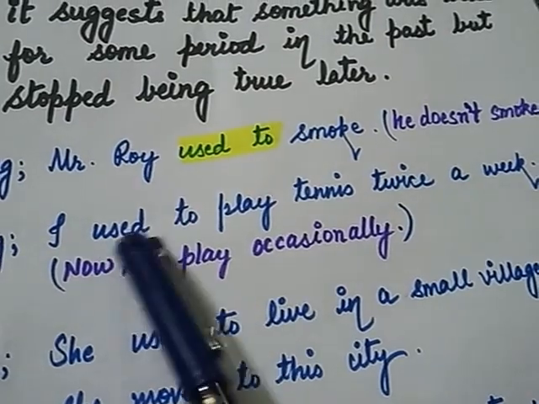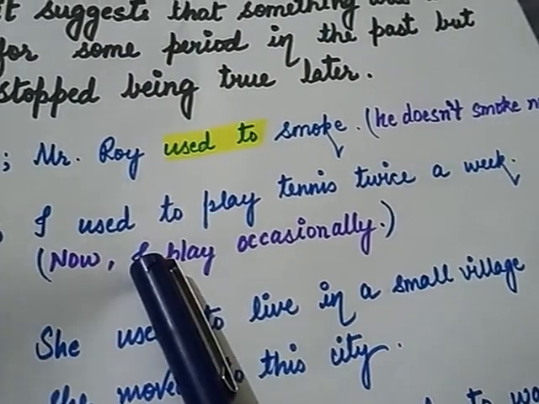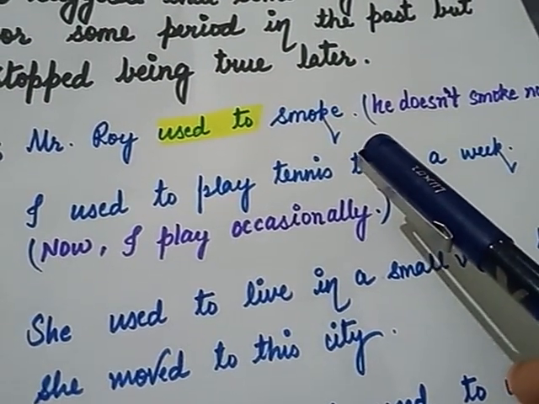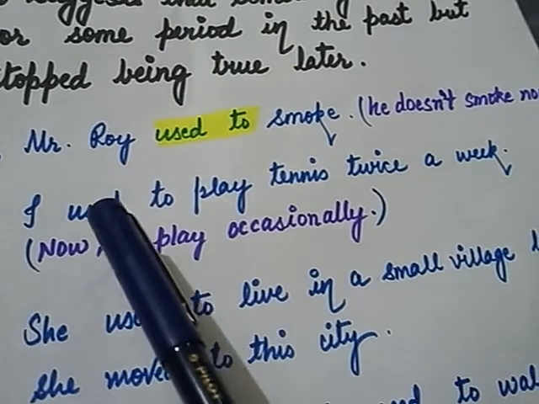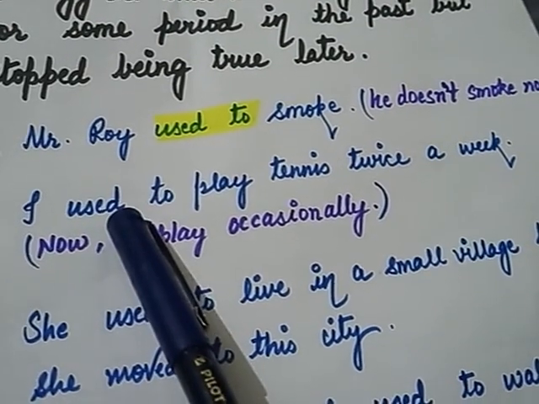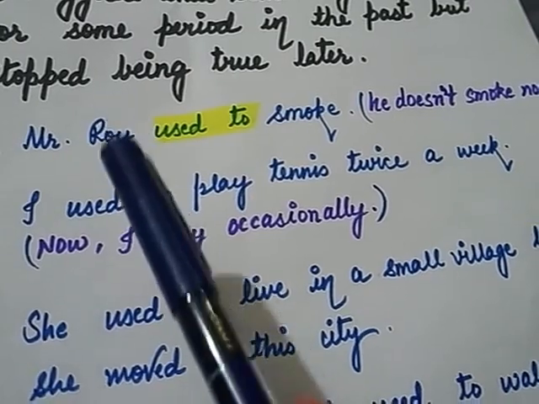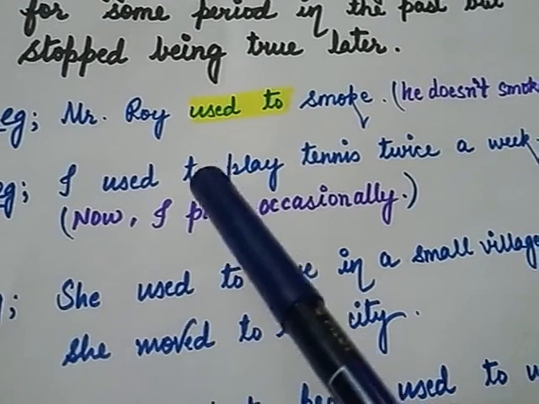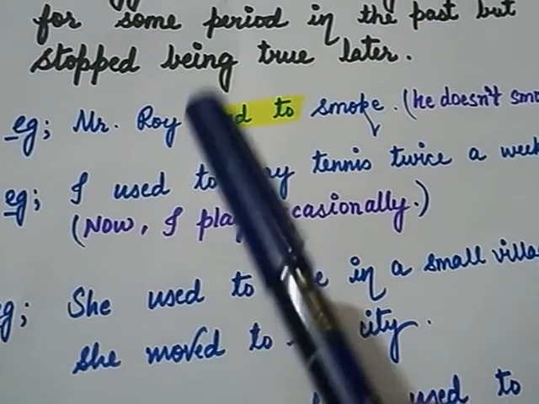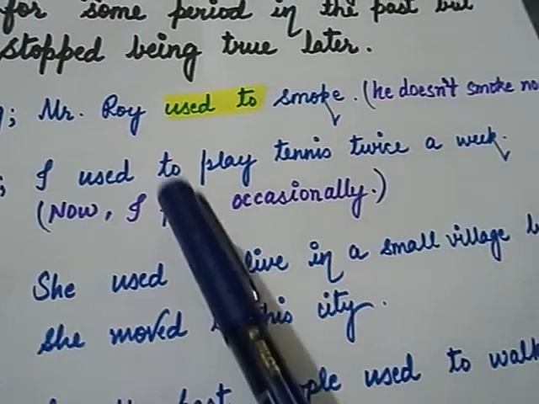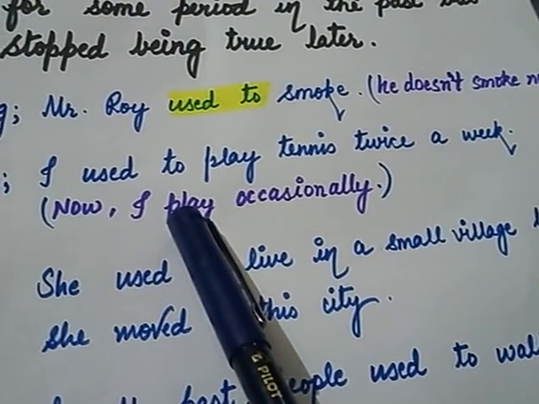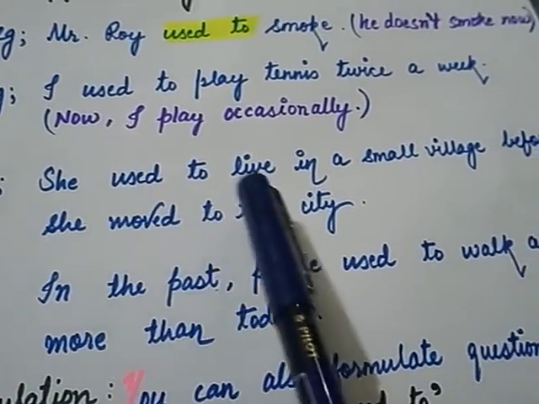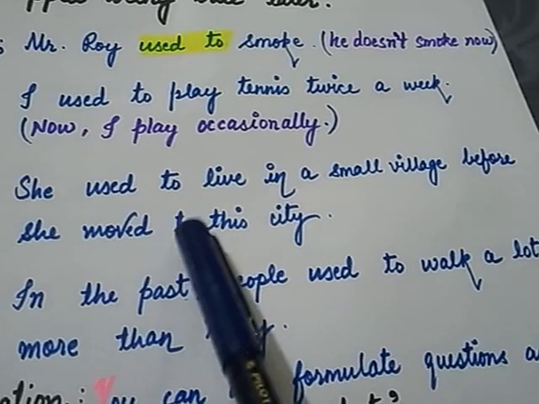Because here is used to. You can probably understand that I do not play tennis now. Yes. Because I said used to. Okay, I said used to play. It shows the past habit. I hope you have got my point, children, and you are getting it properly. Okay, a couple more examples. She used to live in a small village before she moved to the city.